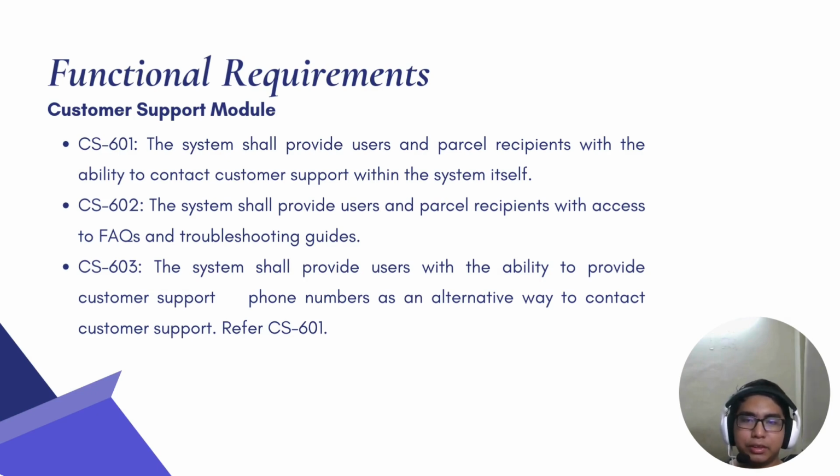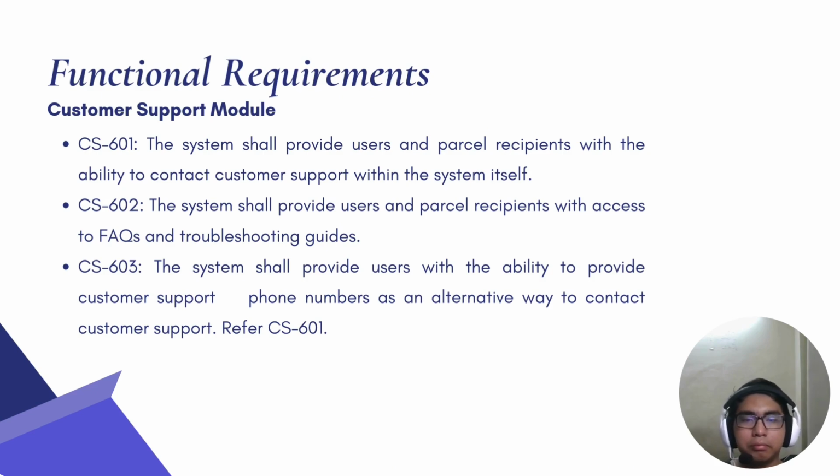So CS60T is added here in case of a failure where the customer support system in the program does not work. The CS603 here is going to be the backup plan where the customer will be given the customer support contact, and they can try to contact the customer support by using a phone call outside of the system.